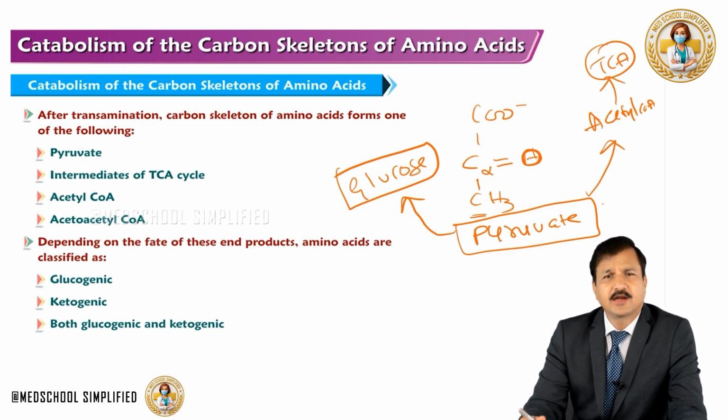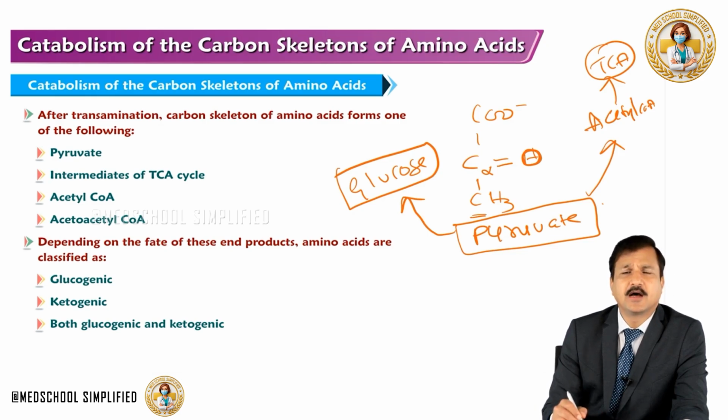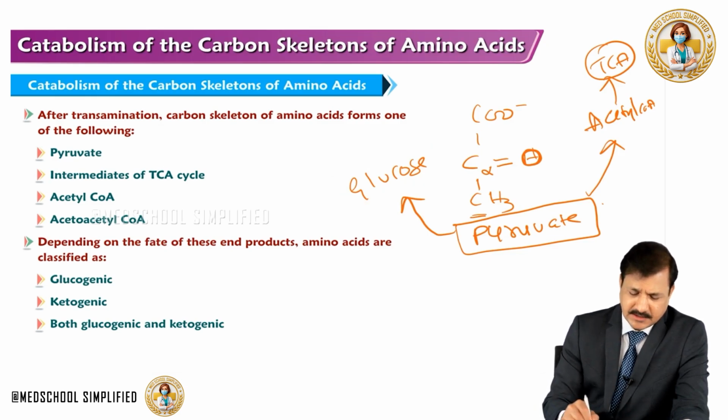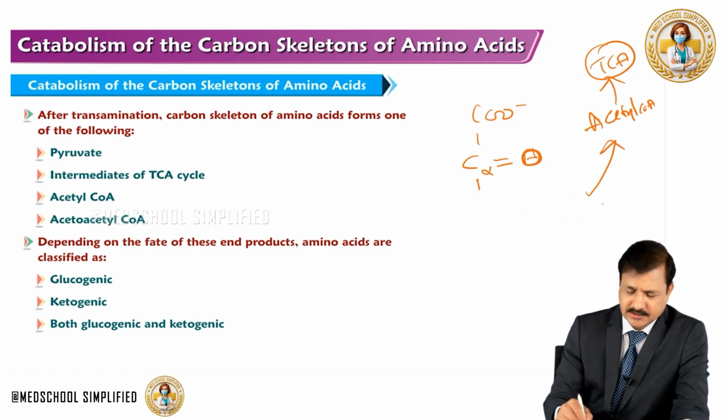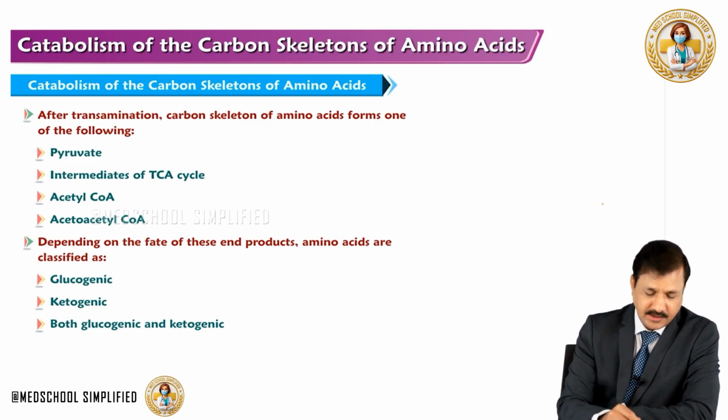And like this, for every amino acid, we are going to see what is the fate of the carbon skeleton after they undergo transamination or direct deamination. That is the purpose of today's lecture, to understand what will be the fate of the carbon skeleton of an amino acid after the amino group is removed. Let's get into the details.